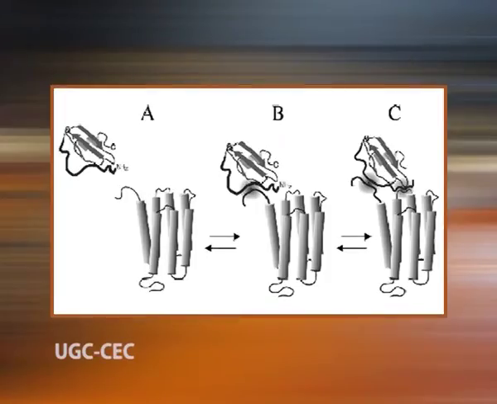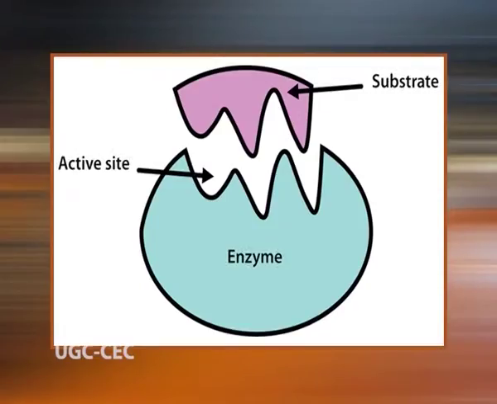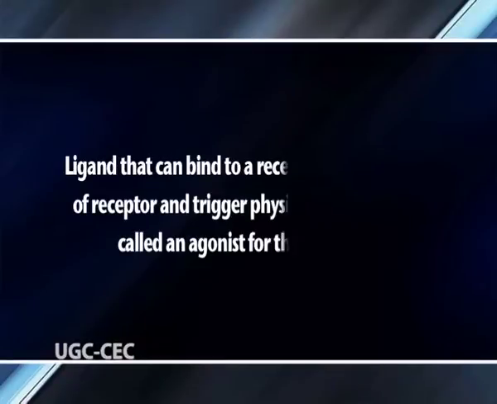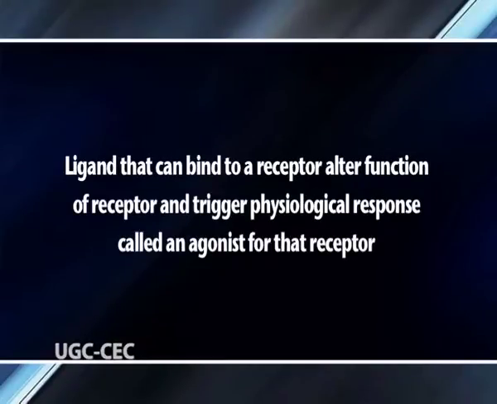High affinity binding of ligands to receptors is often physiologically important when some of the binding energy can be used to cause a conformational change in the receptor, resulting in altered behavior of an associated ion channel or enzyme. A ligand that can bind to a receptor, alter the function of the receptor, and trigger a physiological response is called an agonist for that receptor.